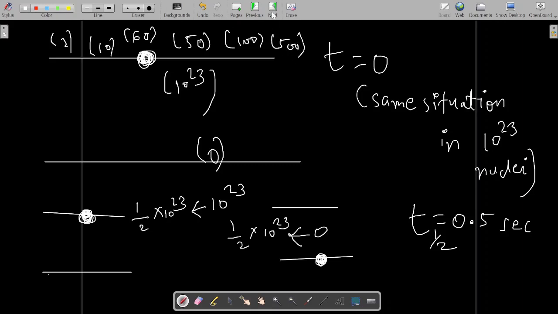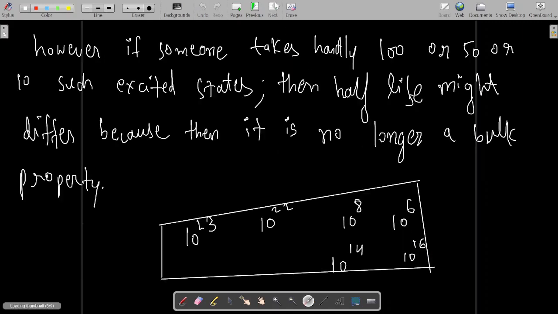Then what will happen? Will the half life remain the same in that case, for such small numbers like 2, 10, 60, 50, 100, 500? The answer is no. For such small numbers, the half life will not remain the same. It will not remain 0.5 second for 100 states, 50 states, 10 states.